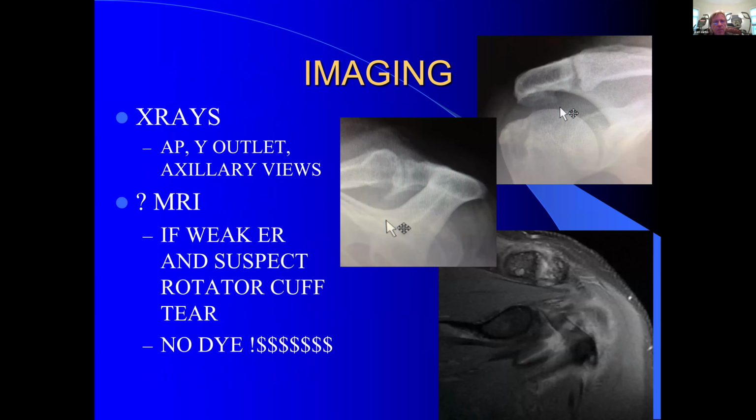On imaging, I usually just get a straightforward 3-view set, looking from the front, an AP, and a Y view looking at the outlet, because that gives you an idea of impingement.